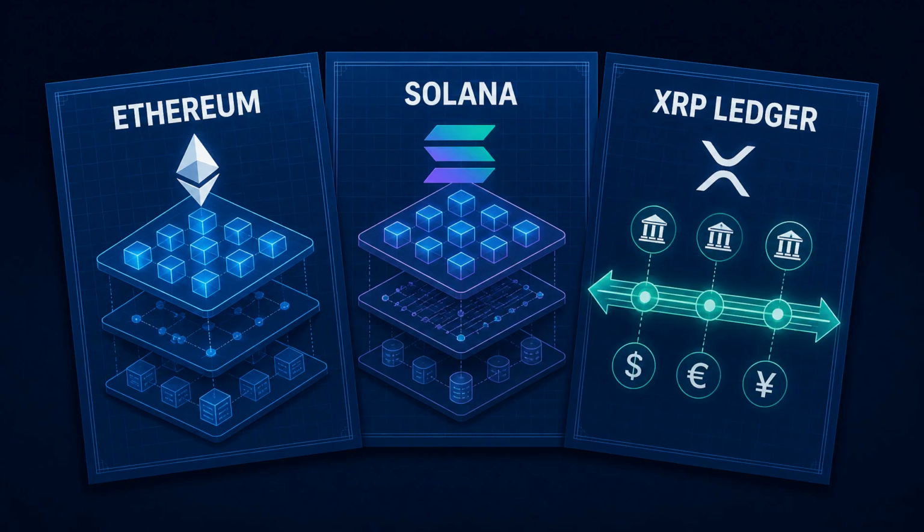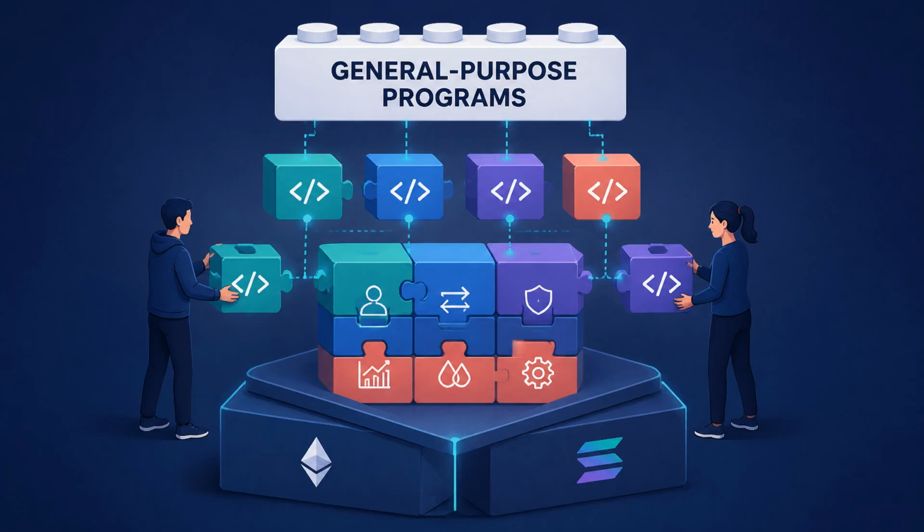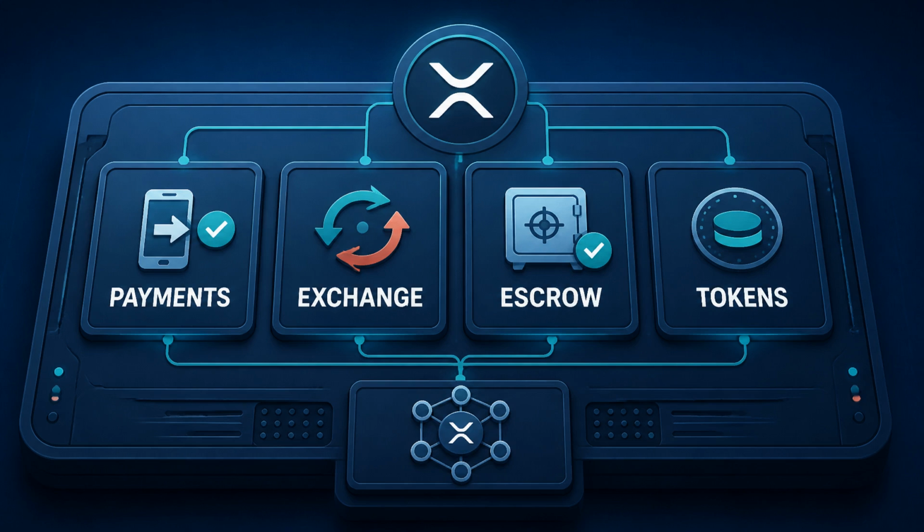The XRP ledger is also different from Ethereum or Solana in what it emphasizes. Those networks are designed around general-purpose programs that developers combine into complex applications. The XRP ledger's base layer focuses more heavily on built-in financial tools, such as payments, issued currencies, exchange offers, escrows, payment channels, and token features.